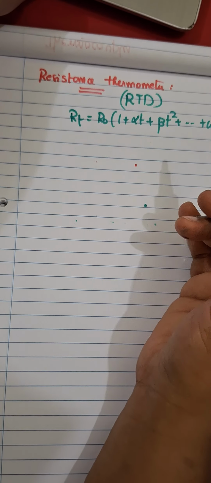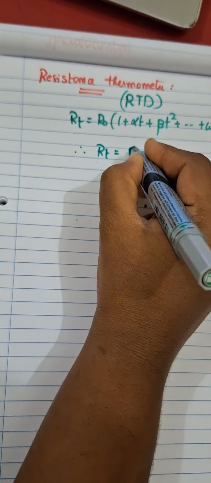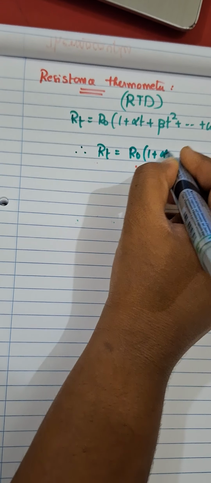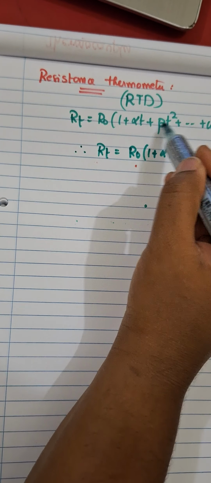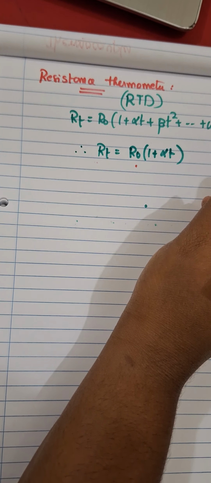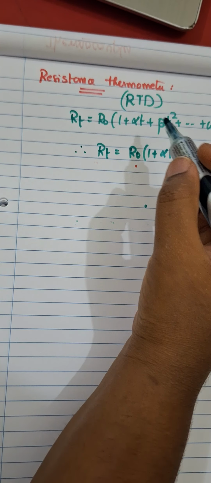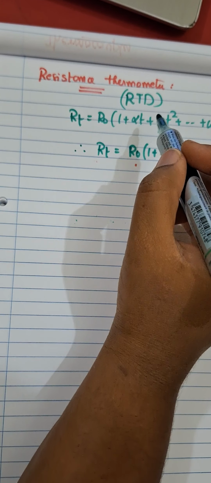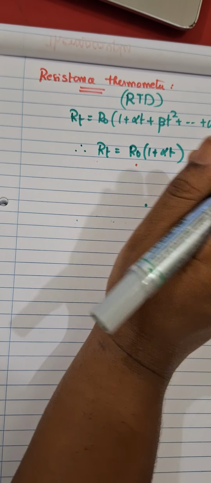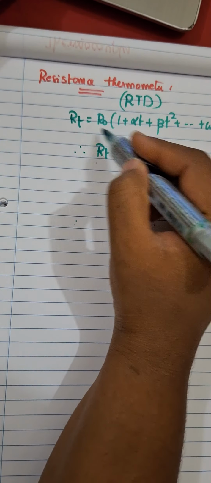Okay, so therefore we can easily say RT is equal to R naught into 1 plus alpha T when we neglect other smaller values. Generally this can't generate its own voltage, so a voltage source is required to measure the voltage. Usually a Wheatstone bridge is one of the methods we use to know the value of this resistance.